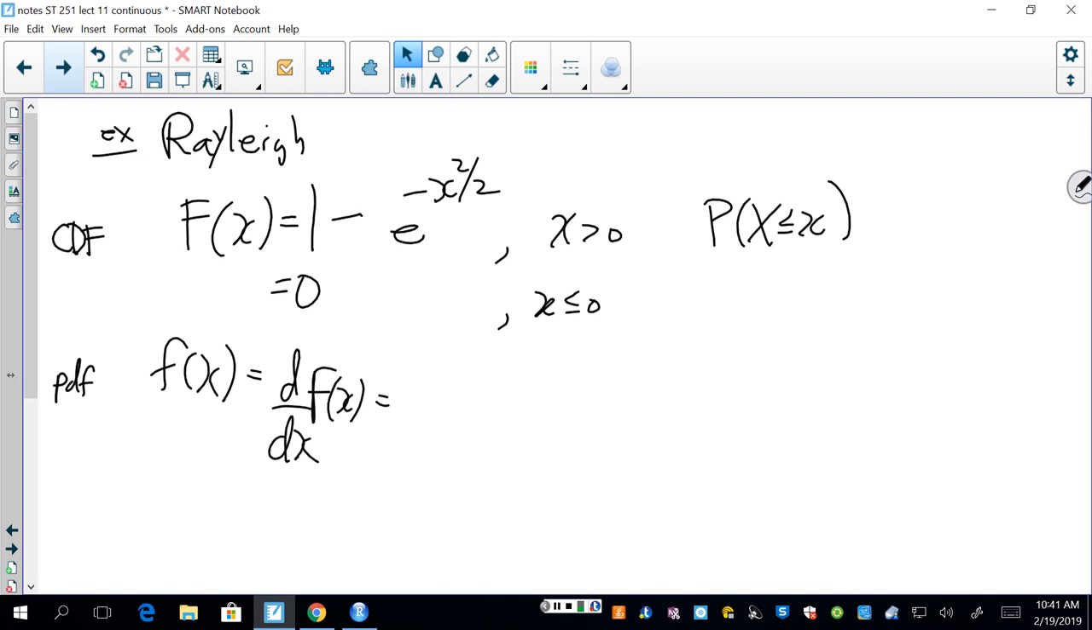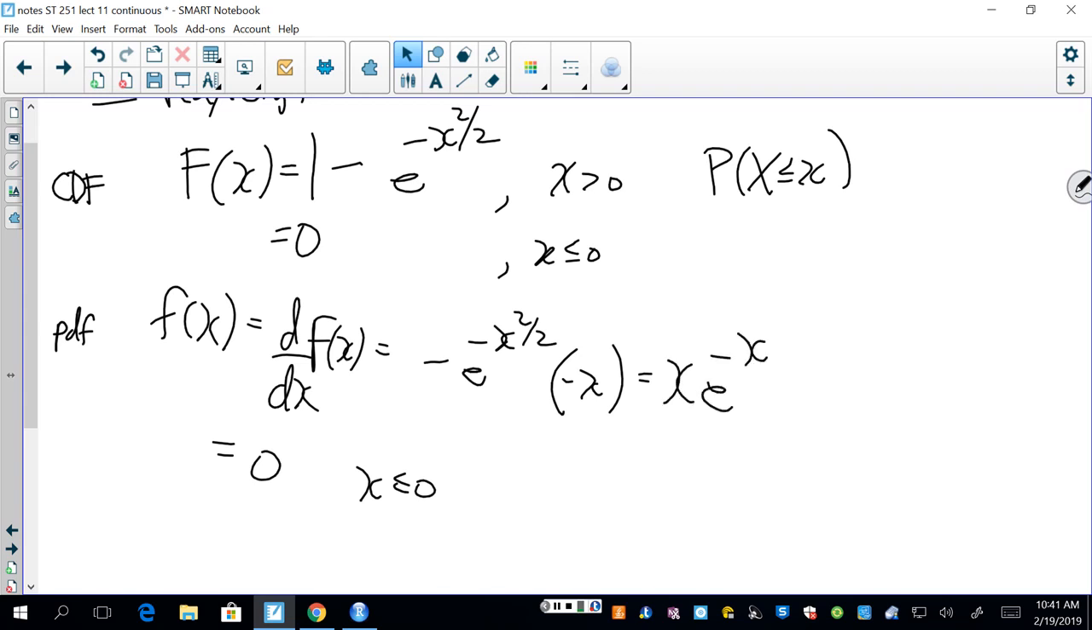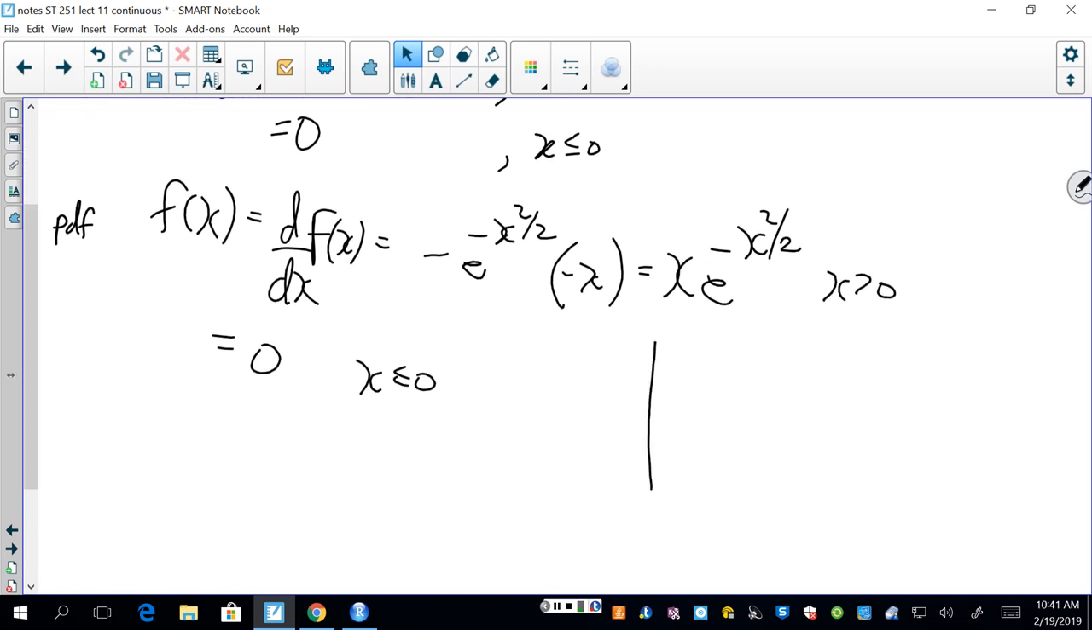So if we take a derivative, we're just going to call it 0 for x less than or equal to 0. But here there'd be a negative e to the negative x squared over 2. You repeat that thing, then take the derivative of what's up here, which is just negative x. The derivative of x squared, you get the 2, and that cancels the 2 there. So the negatives cancel, and it becomes x e to the negative x squared over 2 for x greater than 0.